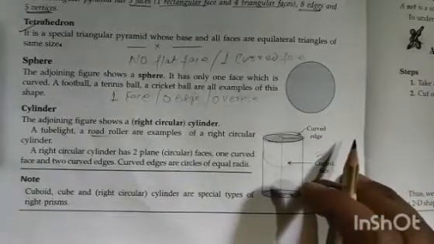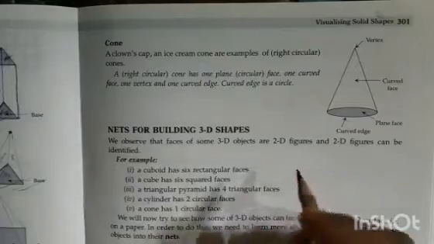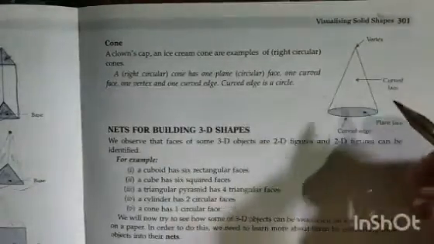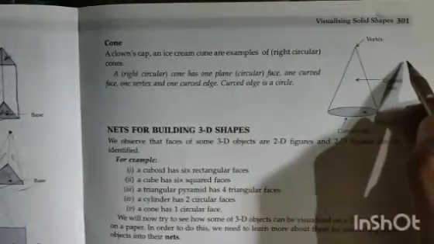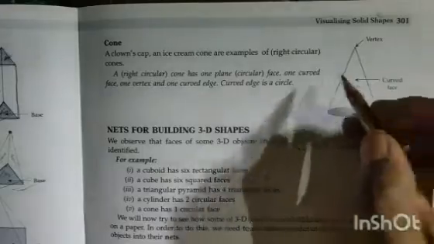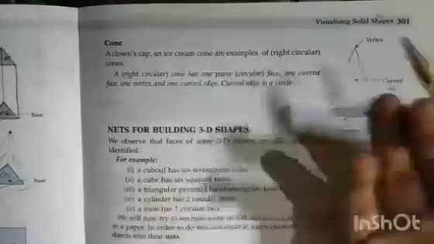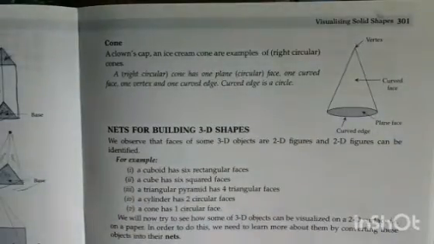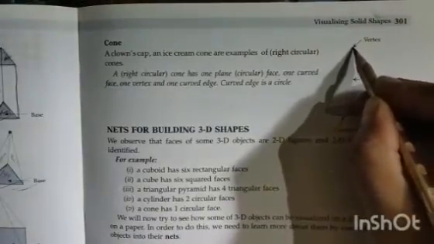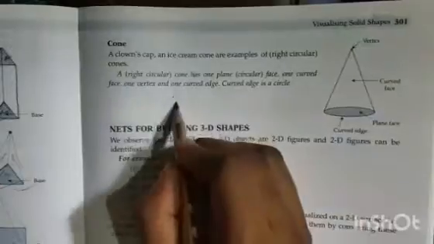Next is, children, here we can see the cone. This is the shape of the cone, and it looks like a clown's cap or birthday cap, children. When we celebrate our birthday, we used to put on a cap which is conical in shape. Ice cream cones are examples of right circular cones. So cone has one vertex. We can see at the top there is a point. It is a single vertex, one vertex.